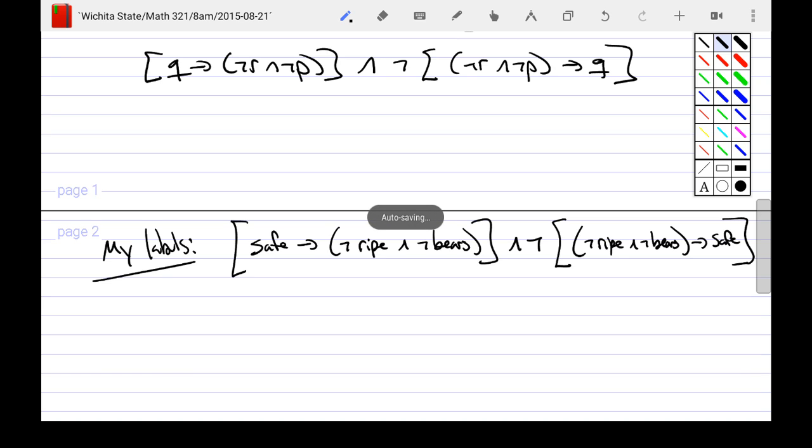And if you look at it, does this make sense? If this was a real world application, does that make sense? It's necessary that if you want it to be safe, you haven't seen bears and there's no ripe berries, because really what you're saying is there's no food for bears. Well, they might be wanting to eat you, but there's no ripe berries that I've seen and there's no bears, so it's probably safe. By the way, it's not sufficient. Why would it not be sufficient?